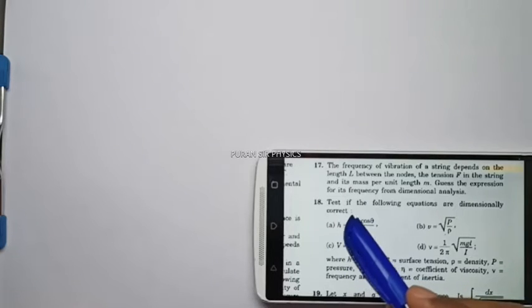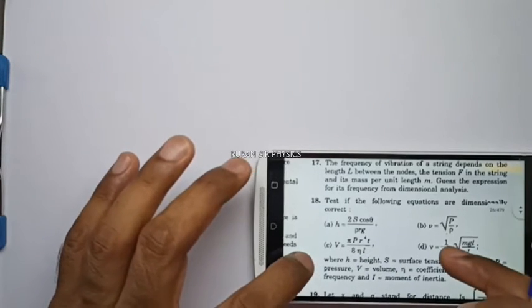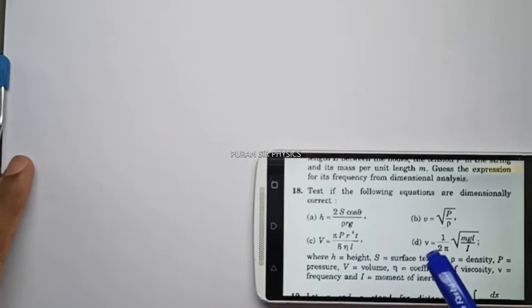In question number 18, test if the following equations are dimensionally correct. We have 4 equations. In the first equation we have h equals 2S cos theta upon rho r g. In the second equation we have v equals square root of p by rho. In the third equation we have v equals pi p r raised to power 4 t upon 8 eta l. And in the fourth we have frequency equals 1 by 2 pi square root of m g l by I. The description of the physical quantities used here is given here.